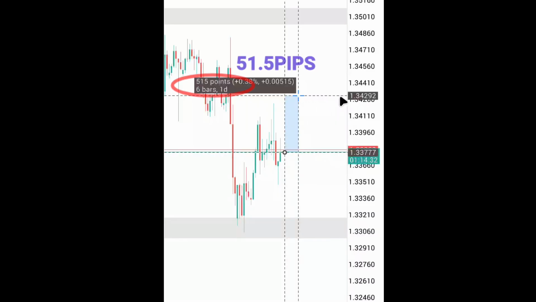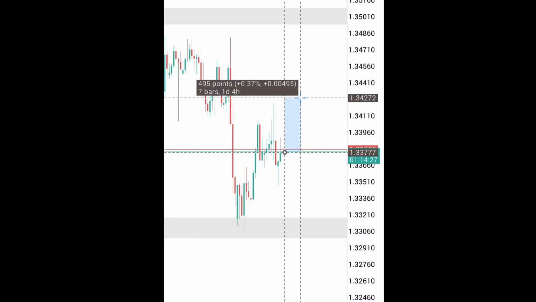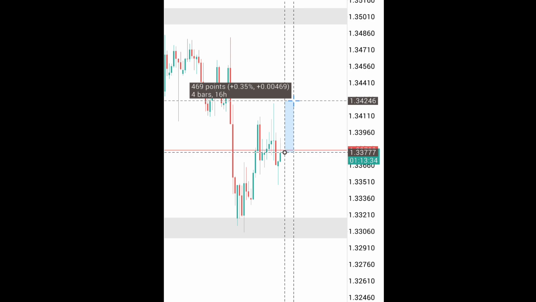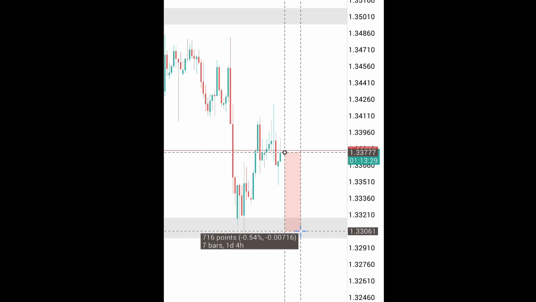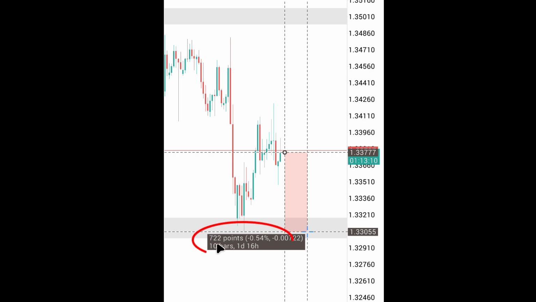If this is not the exact level you want it to be, you can drag it down to the level you're looking for. So if you drag it down to that point, you can see now that we have it as 46.9 pips. So for the take profits, just drag it down to the point you want to take your profits. So let's say you want to take your profits right at this previous low. So the distance from the current market price to that low is about 722 points, which is about 72.2 pips.